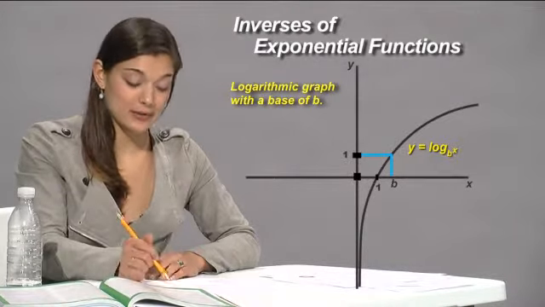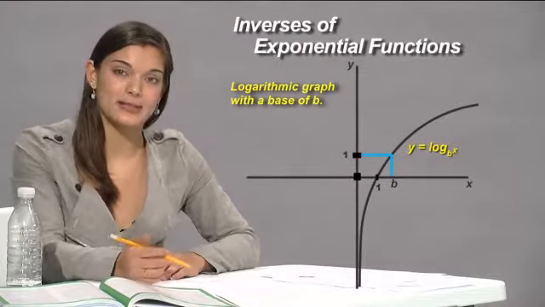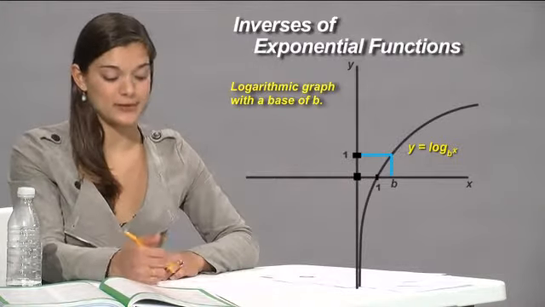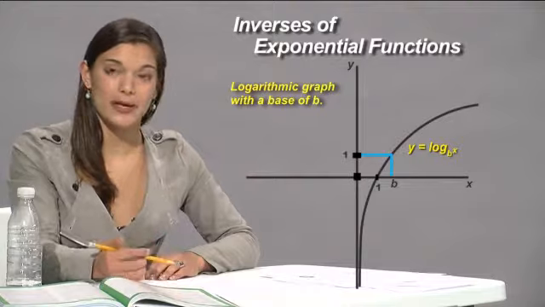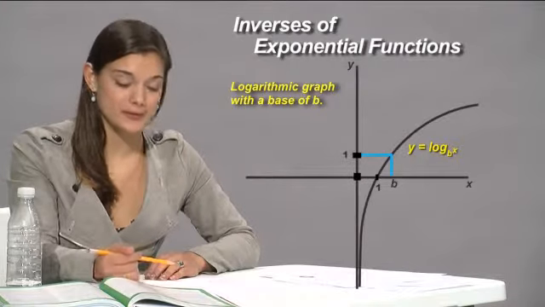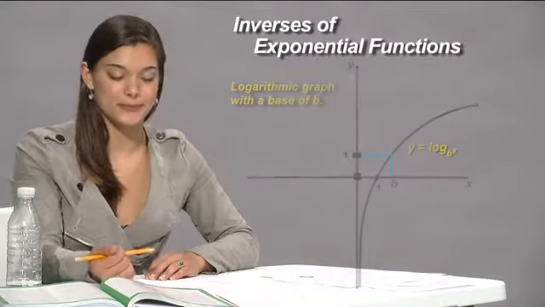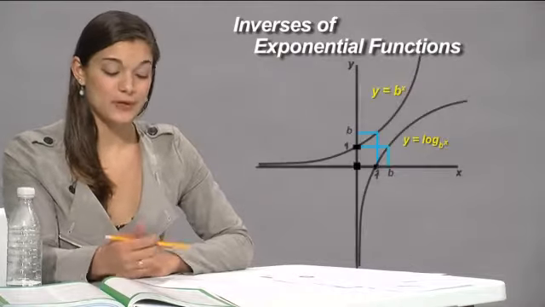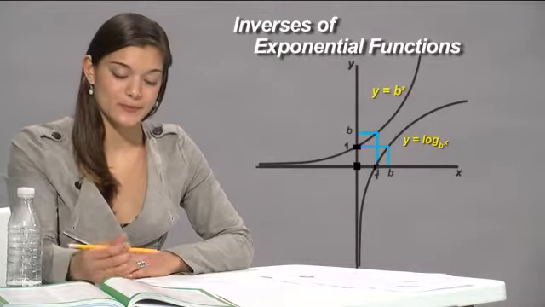In this type of graph, the negative y-axis is the vertical asymptote of this graph. And the range, which is all y values, is all real numbers. So do you notice anything about these two graphs?